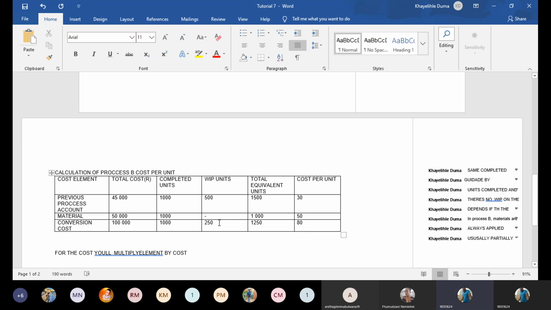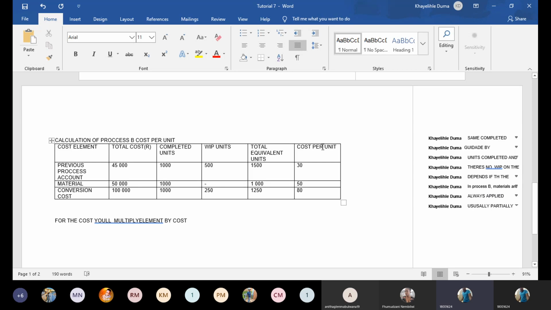Yeah, okay, 250. Then you are going to have 1,000 completed units, and then you're going to have 250 for the work in progress units. Then the total equivalent is going to be the completed units plus the work in process units, and then you're going to have 1,250. Then 100,000 plus 100,000 divided by 1,250, you're going to have 80 as the cost per unit. Then there you have it. Then now you have your unit cost as they are.